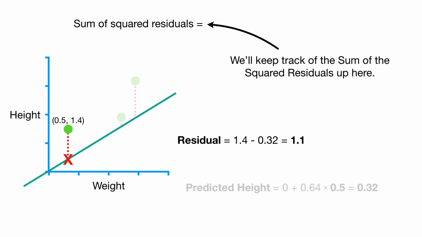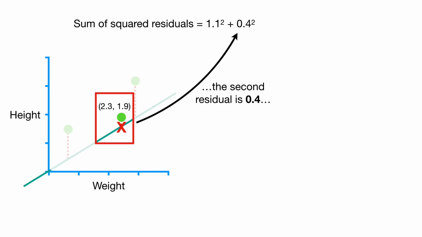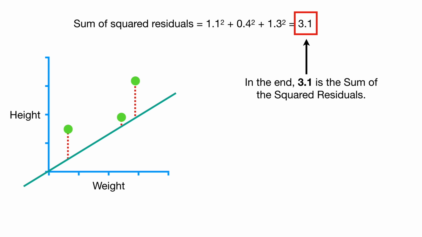We'll keep track of the sum of the squared residuals up here. Here's the square of the first residual. The second residual is 0.4. And the third residual is 1.3. In the end, 3.1 is the sum of the squared residuals.